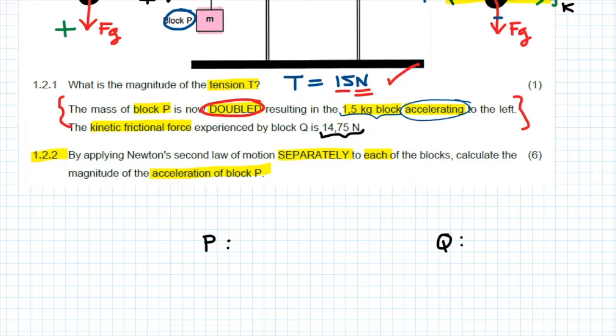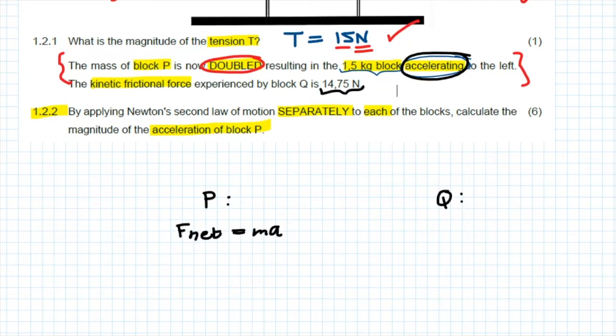So now we can write down F net equals ma. We know the objects are accelerating, so on the right hand side we no longer have 0 newtons. For block P, we're going to say Fg, which is positive, minus the tension, which is negative, equals ma. For block Q, we're going to say the tension minus the friction force is equal to ma.